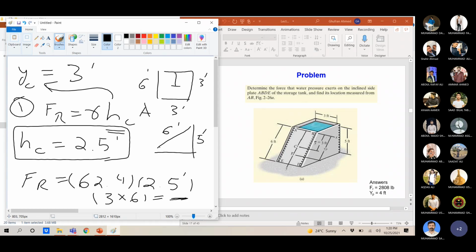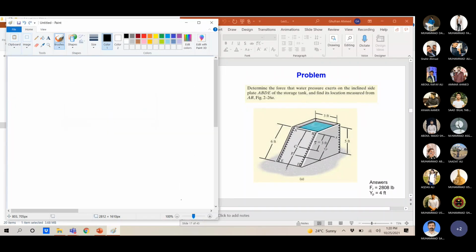So the first part is clear now. Next, we need to find the location of the center of pressure, which is YP. Just look at the figure. We do not know YP. We use the formula YP is equal to YC plus IC over YC A.